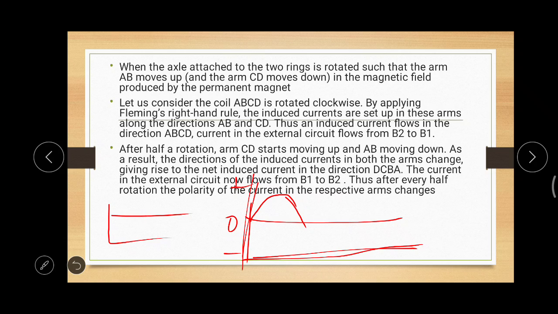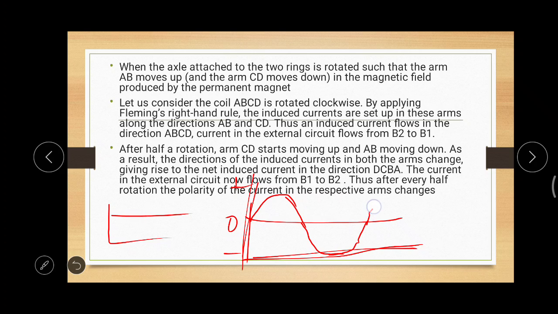Now AB is moving downwards. AB moving downwards means the polarity is changed. It means now the current direction will be in the negative direction. The magnitude is increasing in the negative direction, but if you consider all the values, it is decreasing, and after a particular point it will start increasing and reaches 0.